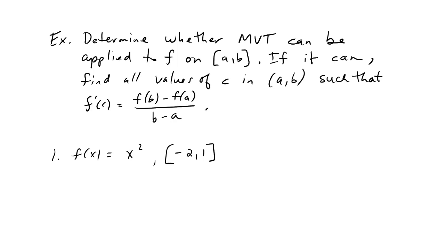So let's do a couple of examples here with the mean value theorem. Again, we're going to see if it can be applied. And if it can, then we're going to find the values where we have this guaranteed value of the derivative. In fact, we'll find the guaranteed value of the derivative and then find where it occurs.